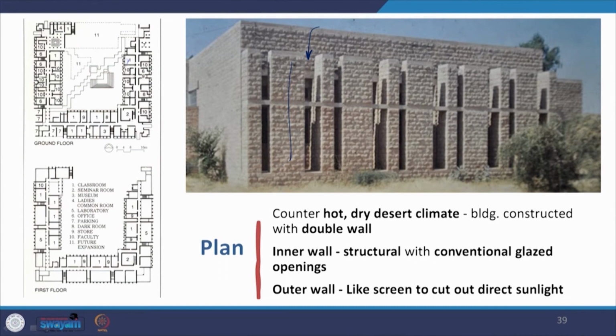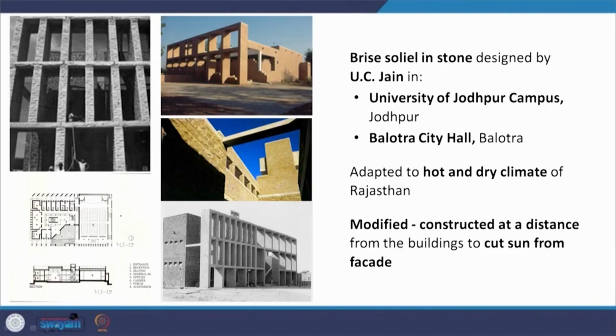screen or maybe like a brise soleil. It's a modified version of a brise soleil and actually becomes a screen to cut out the direct sunlight. So if you look at these two pictures, it's not very clear, but if you can see it here, you will find these are the fenestration inside and these are the stone screens on the outside. So direct light will not fall on the window, the glare will not come, but you will get diffuse light for reading. So we find this brise soleil in stone designed by UC Jain.